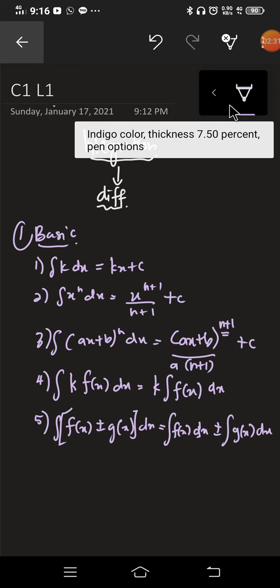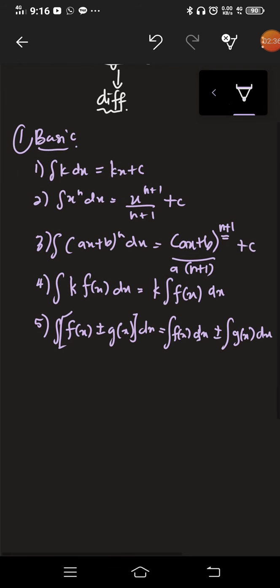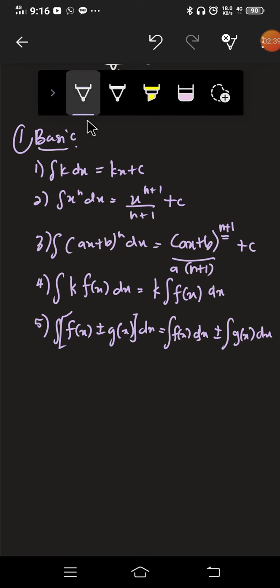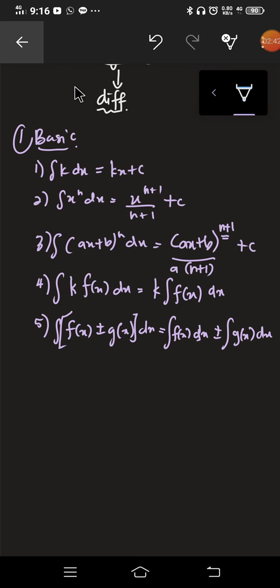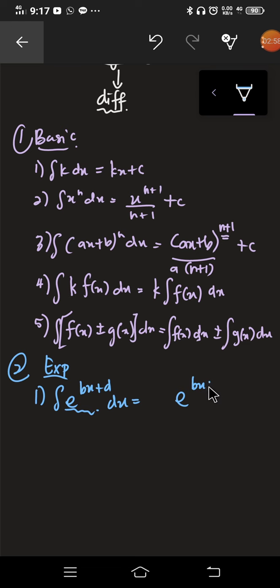And then the next one is for the other functions we learned since the beginning of sem 1. So what is the next part? We have the integration of exponents, so I group it as exponent. The first integration is integrate e to the power of bx plus d with respect to x. We just copy everything, e to the power of bx plus d, but we need to differentiate the power, which is bx plus d, the same as differentiation, but we don't multiply, we divide with b, plus c.